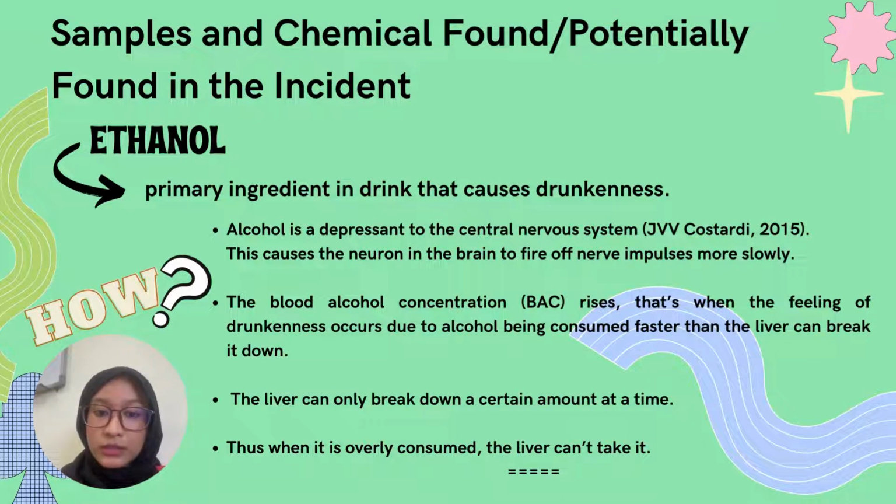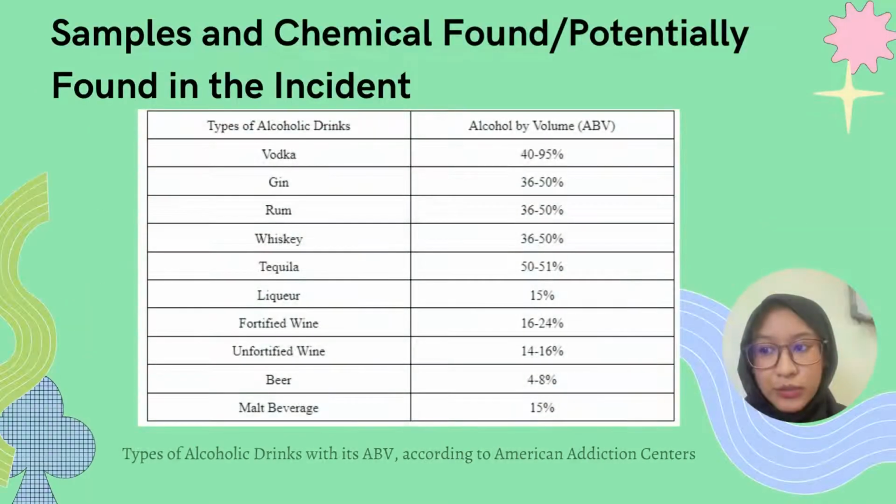The blood alcohol concentration, BAC, rises, and that's when the feeling of drunkenness occurs, due to alcohol being consumed faster than the liver can actually break it down. The liver can only break down a certain amount at a time, so when it is overly consumed, the liver cannot take it. This table shows the types of alcoholic drink with their ABV, which is alcohol by volume. What we can see here is that vodka has the highest percentage of alcohol by volume.